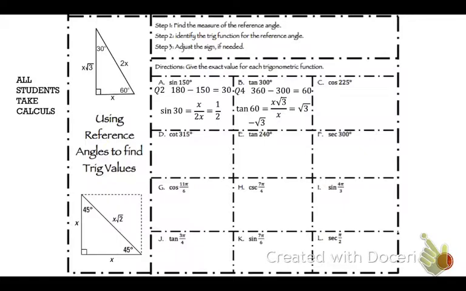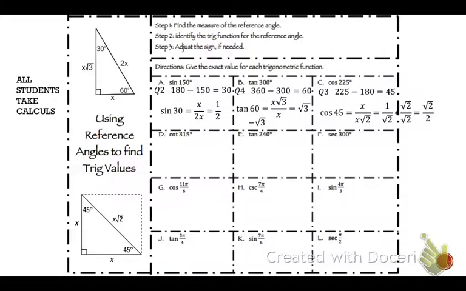Okay, cosine of 225, that's in the third quadrant. So I'm going to do 225 subtract 180, I get 45. So I'm going to find the cosine of 45 degrees. Cosine is opposite over hypotenuse. No, it's not. Cosine is adjacent over hypotenuse. So that's x over x square root of 2, which is 1 over the square root of 2. Rationalize that denominator. So that's the square root of 2 over 2.